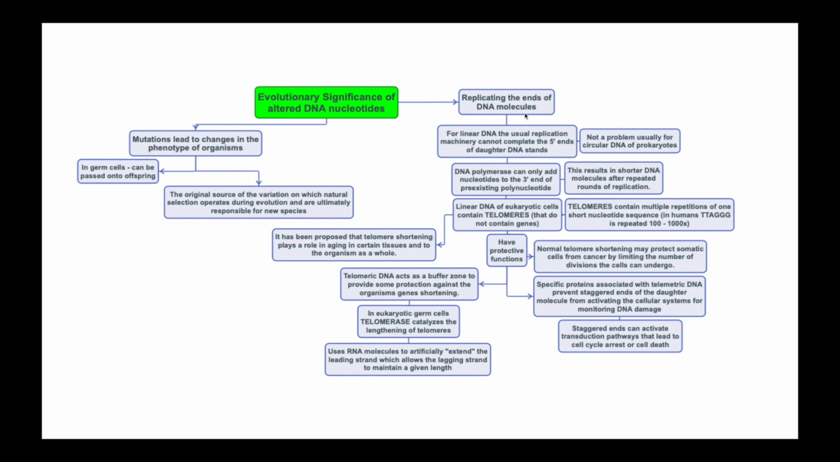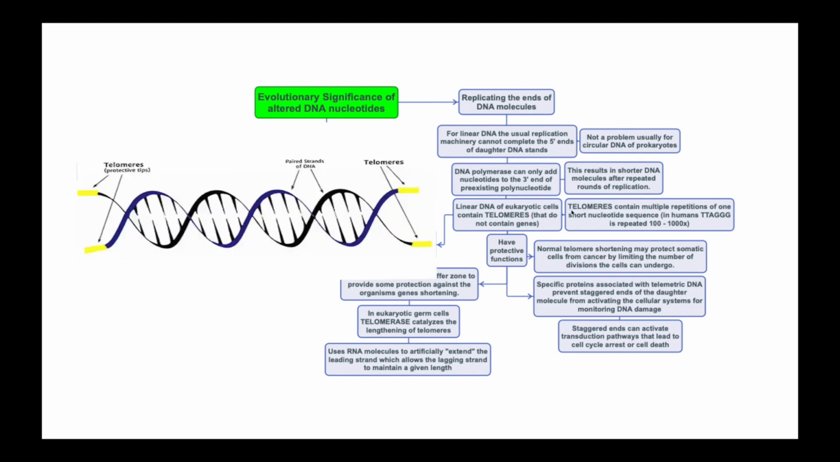All right, so now we're going to look at replicating the ends of DNA molecules. The problem is, as you are replicating the lagging strand, you ultimately get to a point where you can't add any more nucleotides because you have to have something for that primase to add to. So the chromosomes have something called telomeres on the ends of them, and these are going to be repeating units.